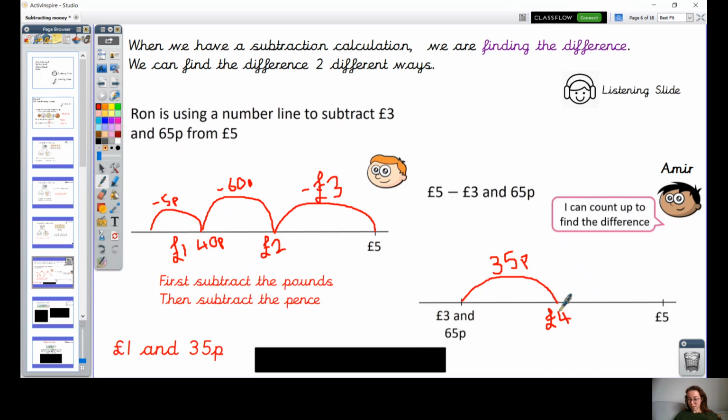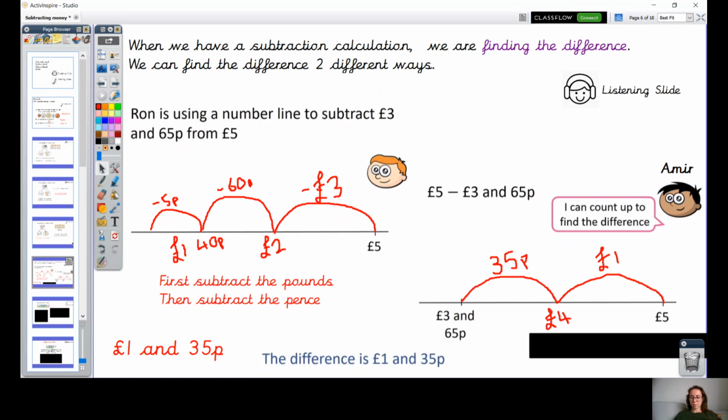And now I've got a really nice easy jump. £4 to £5. What was the difference there? It was a pound, wasn't it? So again, my answer is the same as Ron's, which it should be. £1.35 was the difference. The difference is £1.35.